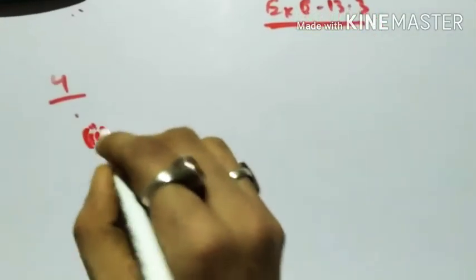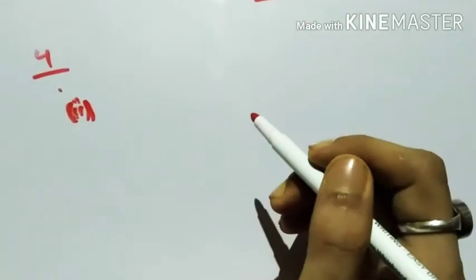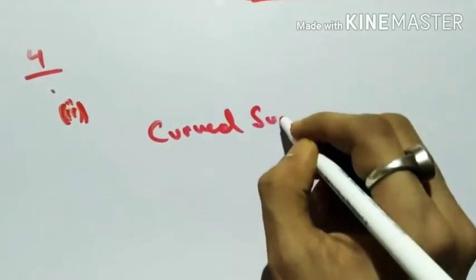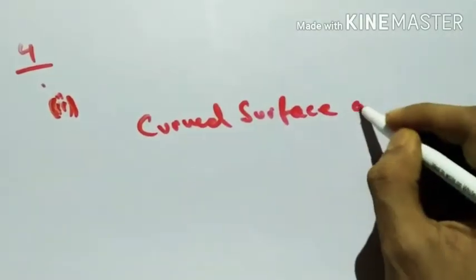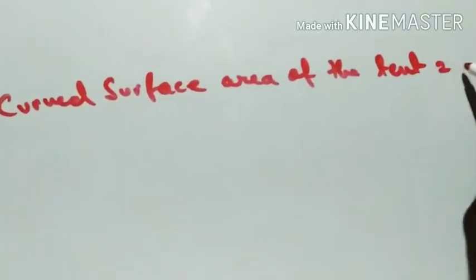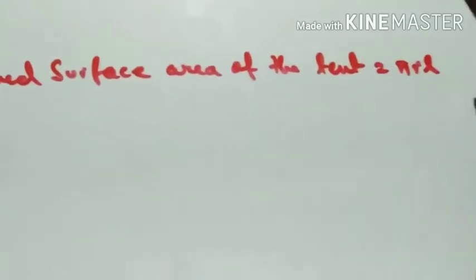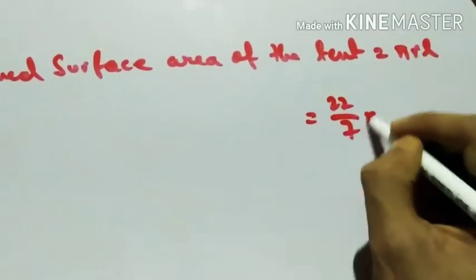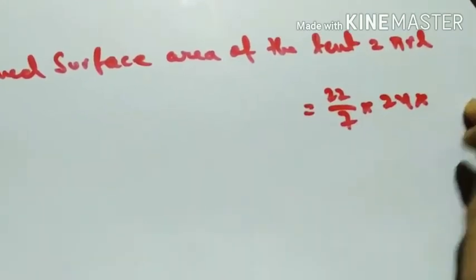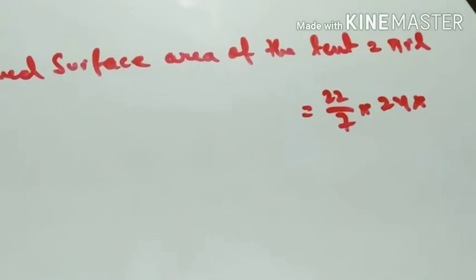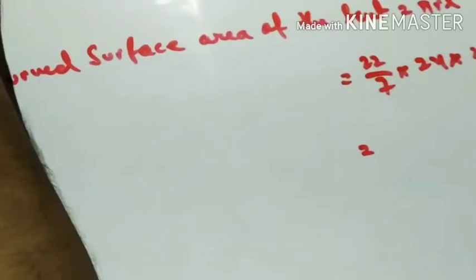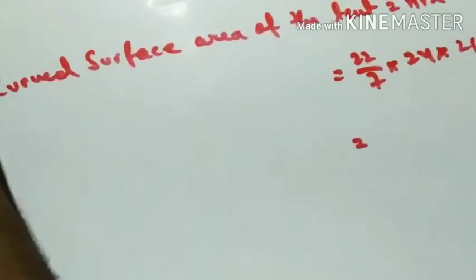I will have to find the cost of canvas. Now I have to find the curved surface area of the tent. Okay, curved surface area of the tent, pi RL. Okay, formula is pi RL is equal to 22 by 7 into radius, it is given as 24, into slant height we got 26. Okay, is equal to, I will get 22 into 24 into 26.